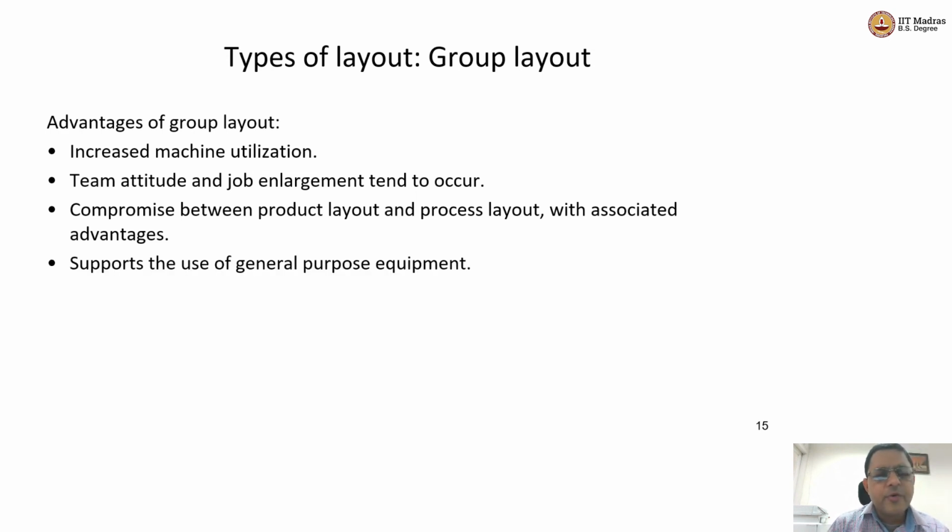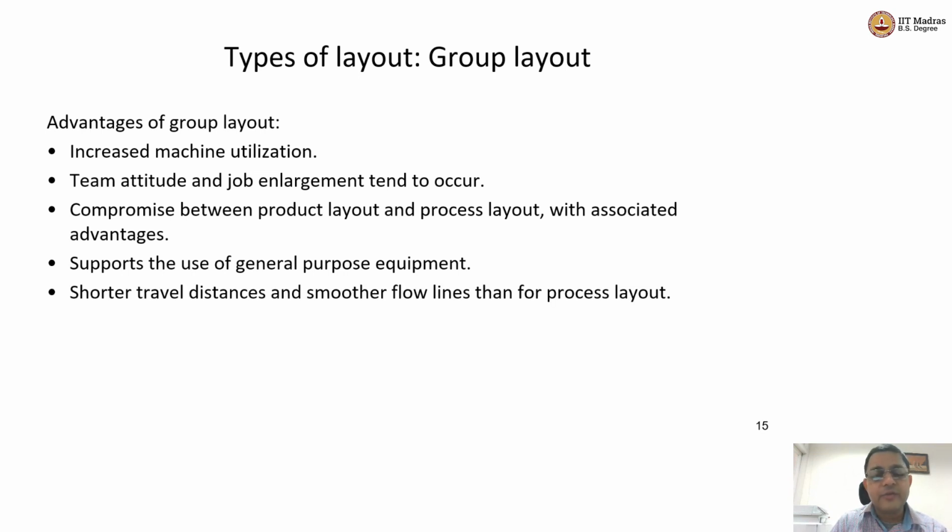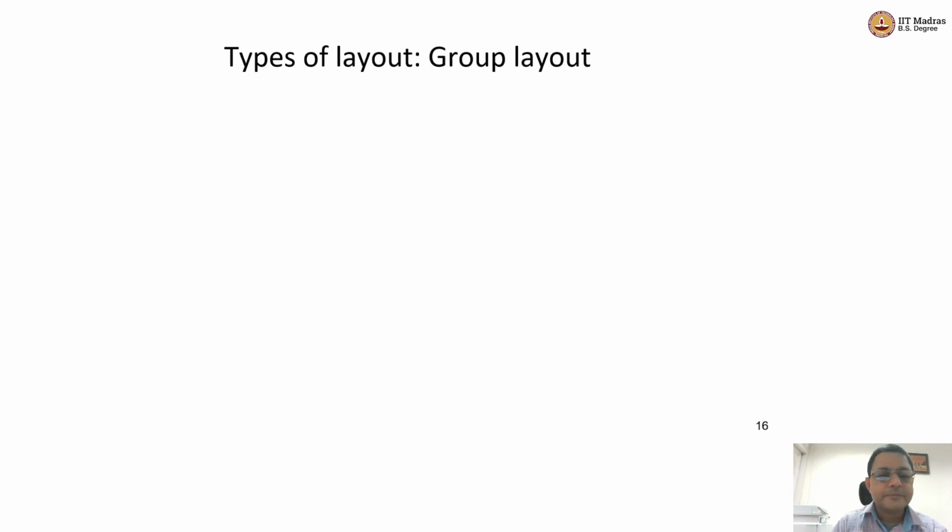Usually it supports some more general purpose equipment, not special purpose equipment that is required for product layout. For product layout, we require very specialized equipment that is used only for that product. Here we are talking about a family of products, and therefore the equipment has to be much more generic purpose. However, as you saw in the layout, this does not have too much travel like it used to have in the process layout. So the travel distances are much smaller compared to process layout.